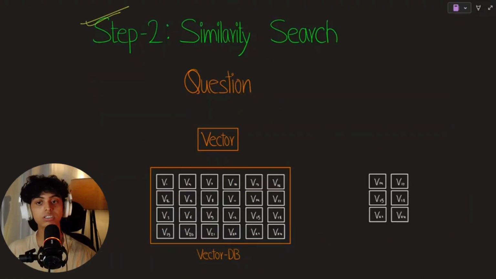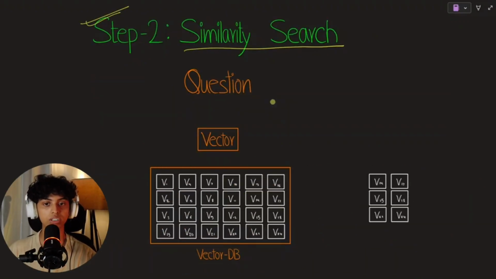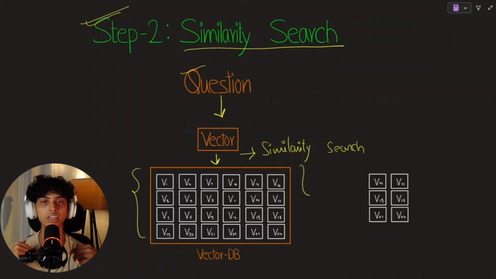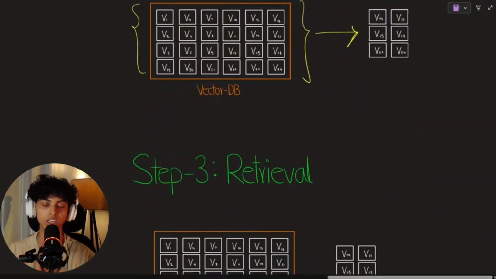Then the second step is similarity search. So after the query gets converted into an embedding, your system takes that query vector and runs it against all the document vectors in your vector database. And then it finds the chunks whose vectors are closest in meaning to the query vector. So this process of finding the relevant vectors is called similarity search. And this is how your system finds relevant information even when the exact words don't match.